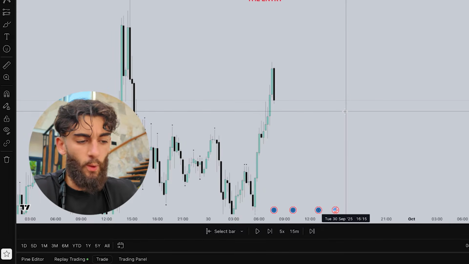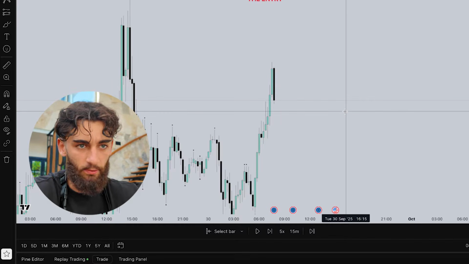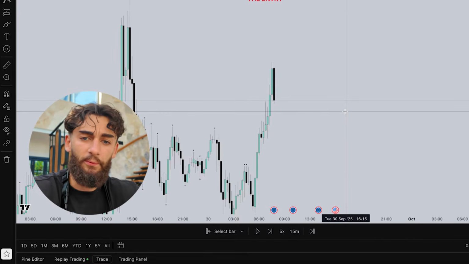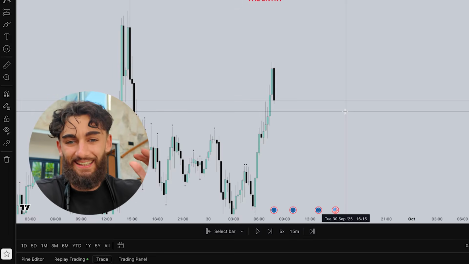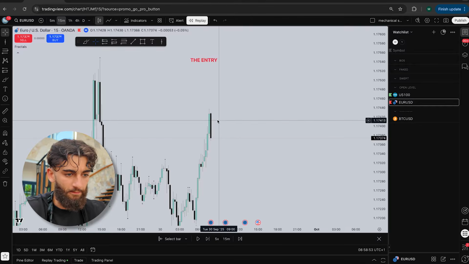What we're going to do so I can show you the model unfolding is I'm going to go through an entire setup from the bias, the fake out, the BOS, and then adding in the entry tool, okay? So, let's go over to EU. Okay, I found a day where there's a trade, just so we're not sitting here for ages.